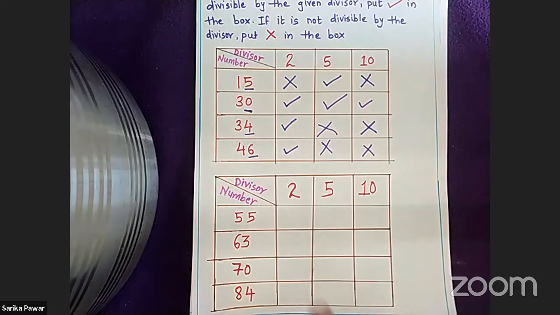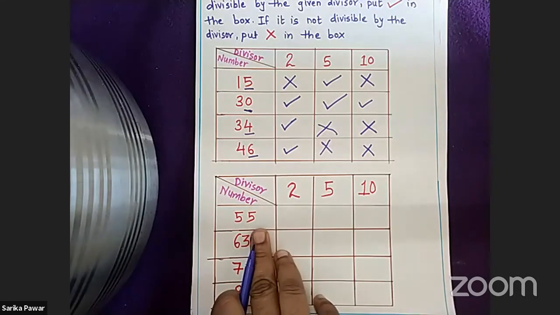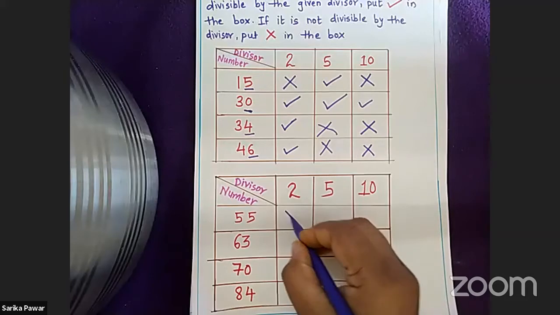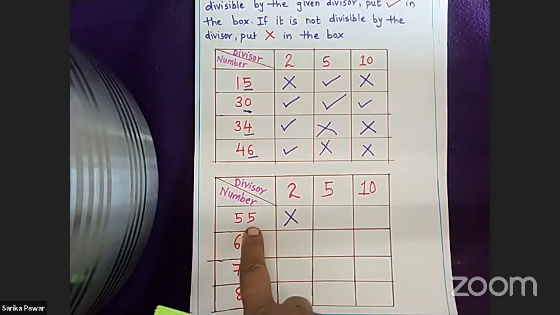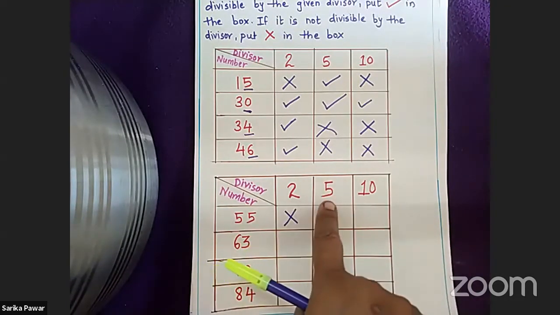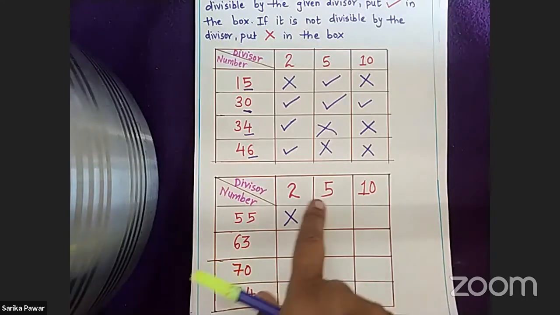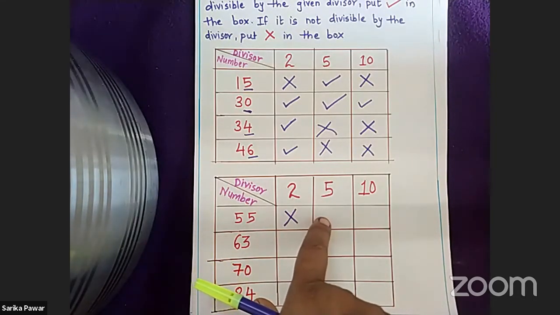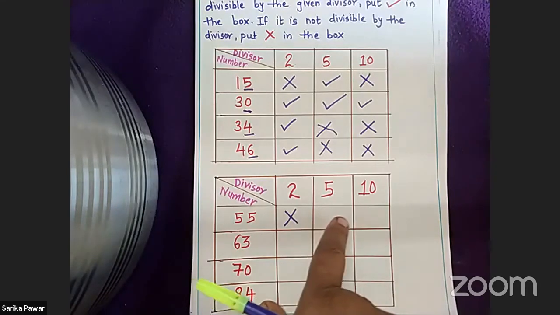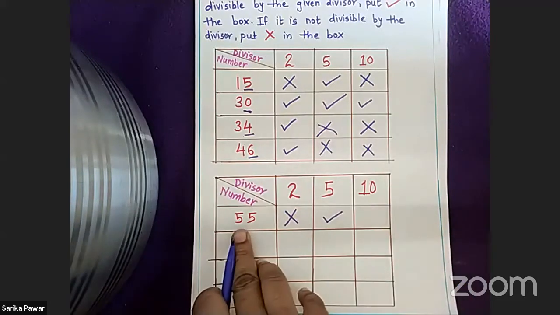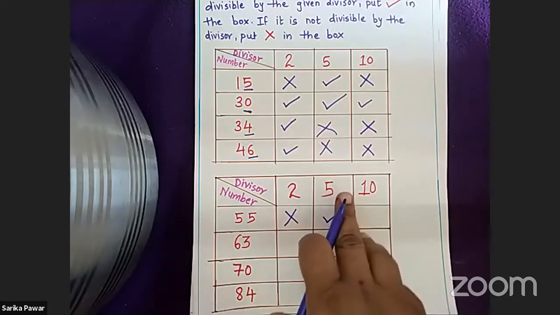Now, see here. Is 55 completely divisible by 2? Yes or no? No, teacher. No. So I'll put a cross here. Now is 55 completely divisible by 5? Yes or no? Priyanshu, your answer. Ankita Chaurasia is giving the right answer. Yes, 55 is completely divisible by 5.